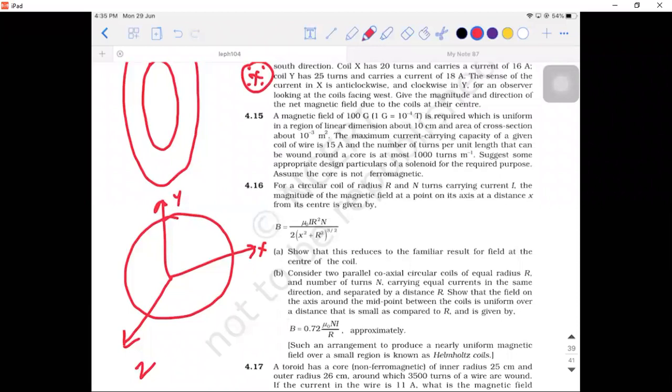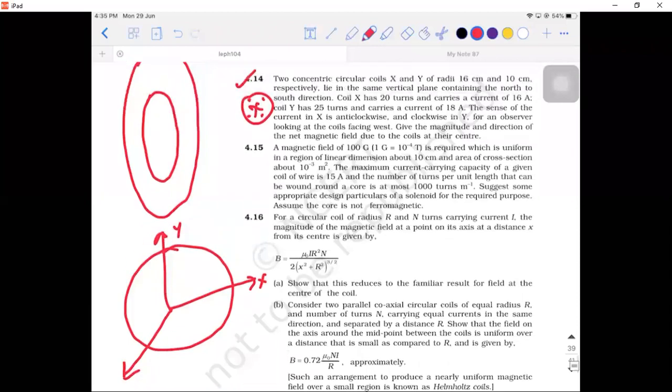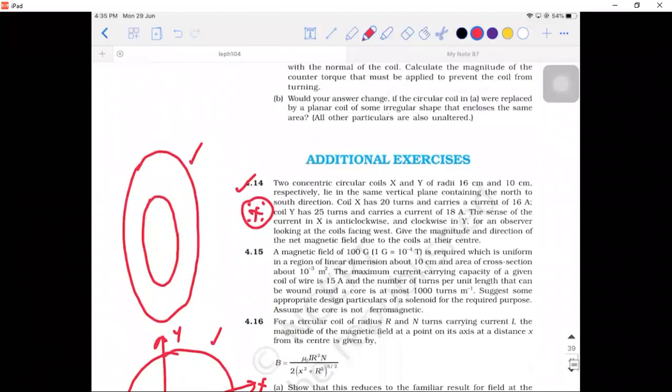They are in the plane of the paper. So you can either see it as a complete circle or an oval shape. If it is in the oval shape, then they are in the Y, something like that. That is what they have told us, no? Two concentric circular coils X and Y of radii 16 centimeter and 10 centimeter respectively lie in the same vertical plane. So this is what you mean by vertical plane, containing the north to south direction. Okay, that is how they are. So let's write down the data. How to solve this question? Where do you need to find the magnetic field? You need to find the magnetic field at which point?